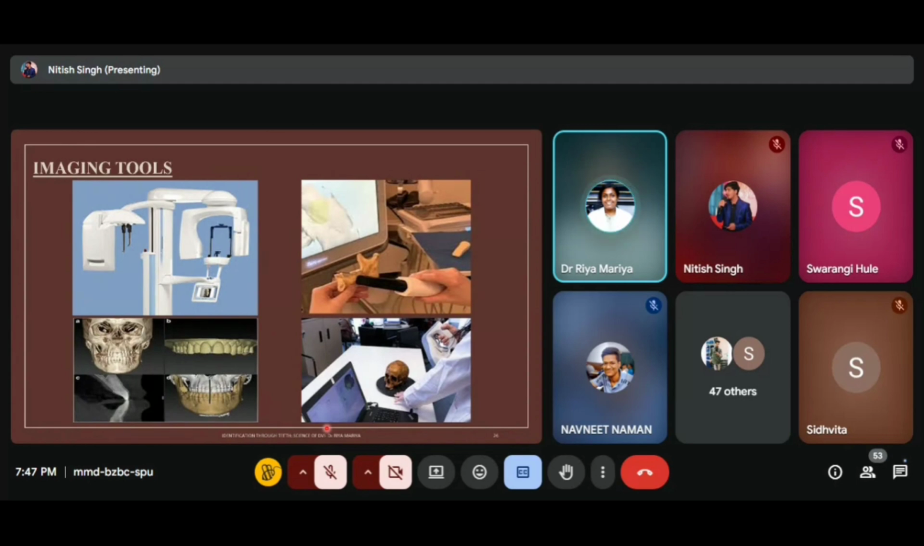So we can analyze any kind of anomalies, any kind of pathologies, any kind of injuries also from this, because 3D imaging is there. And intraoral scanner, then extraoral or surface scanner. These all are the pictures of the tools and devices used.